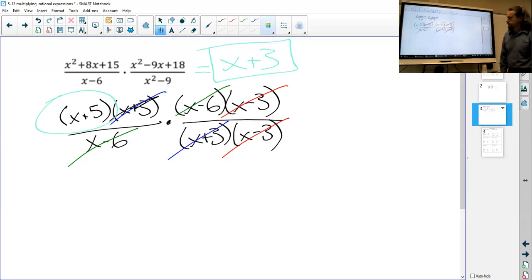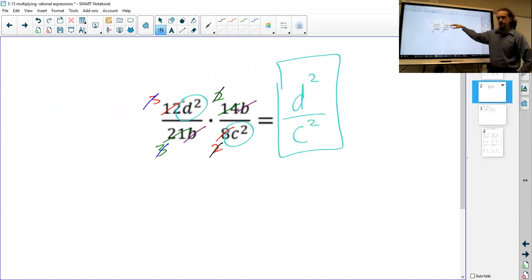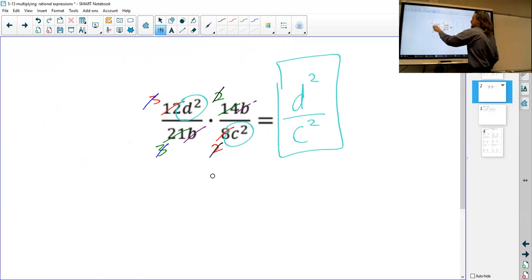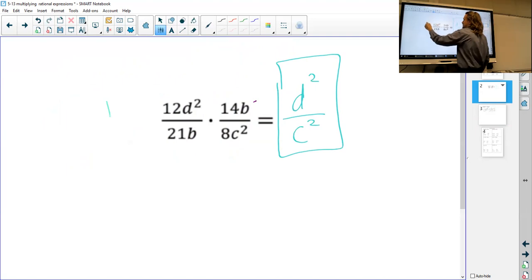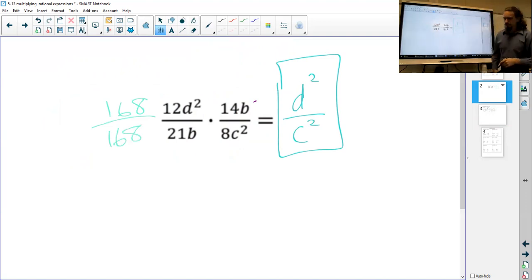Okay? So notice, even though it says multiply, in both of these cases, we didn't actually multiply anything along the top to begin with. You could, like we could have started this one off and said, what's 12 times 14? And that's, I don't actually know, it's like 168 over, and then 21 times 8 is 168, right? So you could multiply what you can before you start simplifying, but you're going to end up with the same results. And it's not always going to be this easy where all the numbers cancel out.